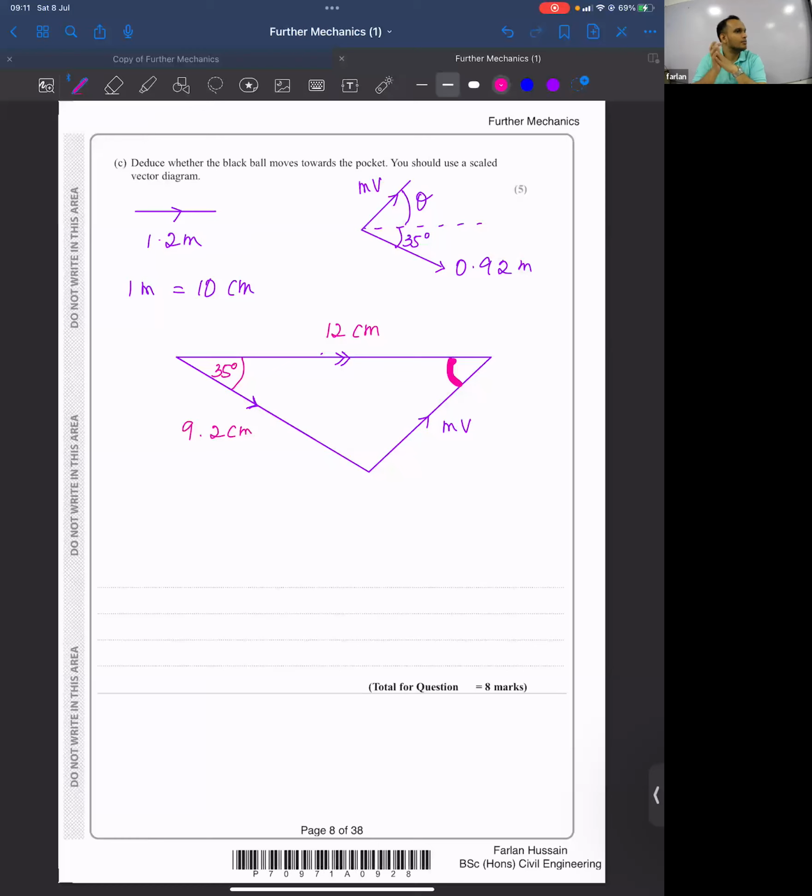Now, who are the people having the protractor now? Can you share it with these poor kids who don't know to bring a protractor?